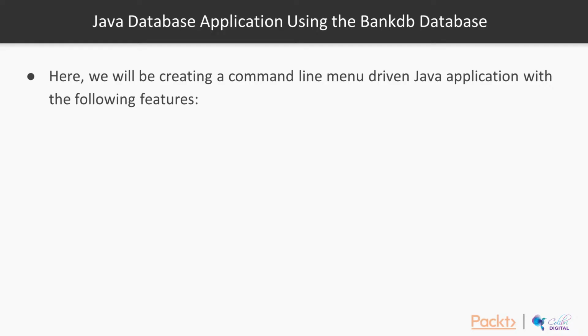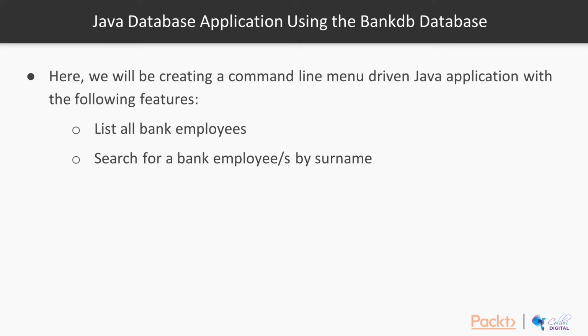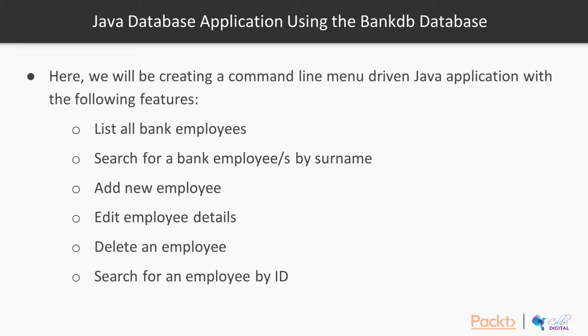Okay, so here we'll be creating a command line menu system. I'm not going to be using the graphics capabilities of Java. It's too long-winded and it's a whole topic on its own. So what do we want to do? We want to be able to list all bank employees, doesn't matter which branch they're in. We want to be able to search for bank employees by surname. We want to be able to add a new employee, edit employee details, delete an employee, and search by employee ID. I might even add one to that: we might want to list employees per branch. That might be an idea. Let's see how much time we have and how long this goes on for.